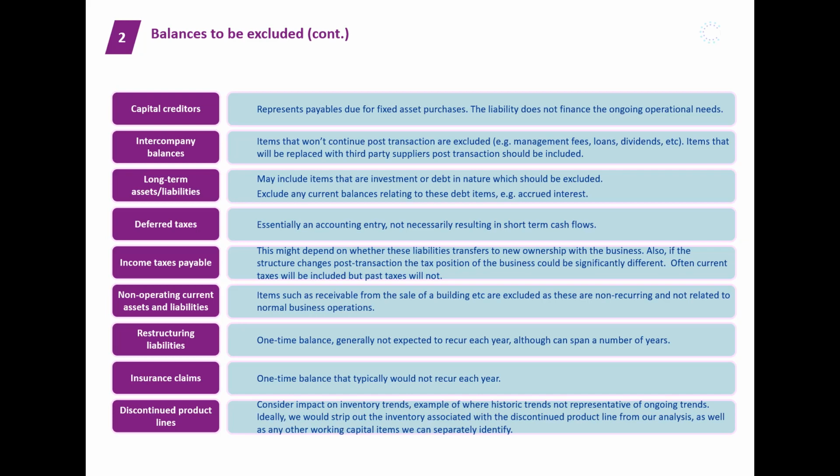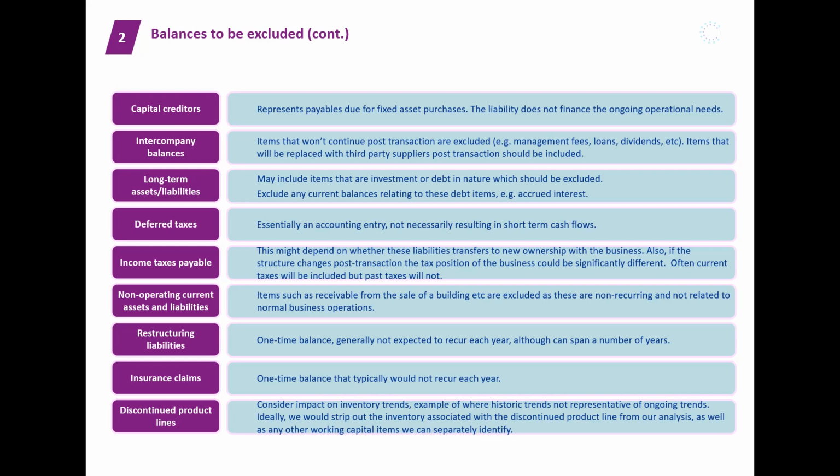Next is your non-operating current assets and liabilities. So this could be, for example, a receivable from the sale of a building or a sale of PP&E. We're excluding this because it's non-recurring, therefore it doesn't form part of your underlying working capital. It doesn't link to normal business operations, therefore we wouldn't include it. Next is restructuring liabilities. So again, this is probably a non-recurring balance. It's typically a one-off occurrence. Insurance claims, typically a one-off balance. Could be a net debt item depending on the nature of it.